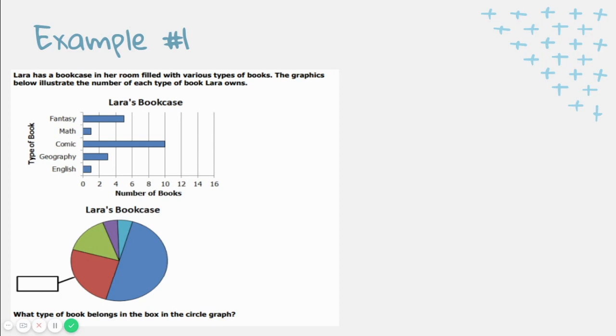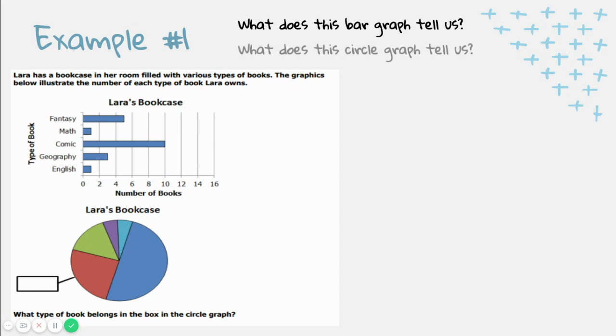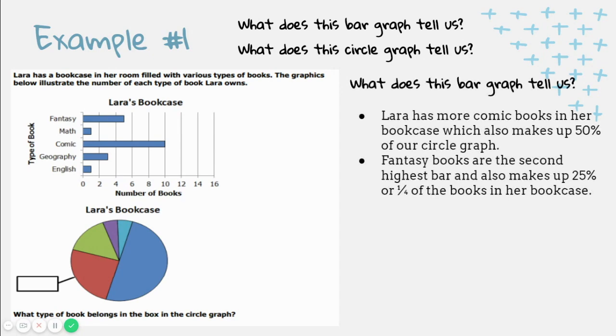Laura has a bookcase in her room filled with various types of books. The graphics below illustrate the number of each type of book Laura owns. So here, what does the bar graph tell us? What does the circle graph tell us? What do we know from both of these 2 types of graphs?